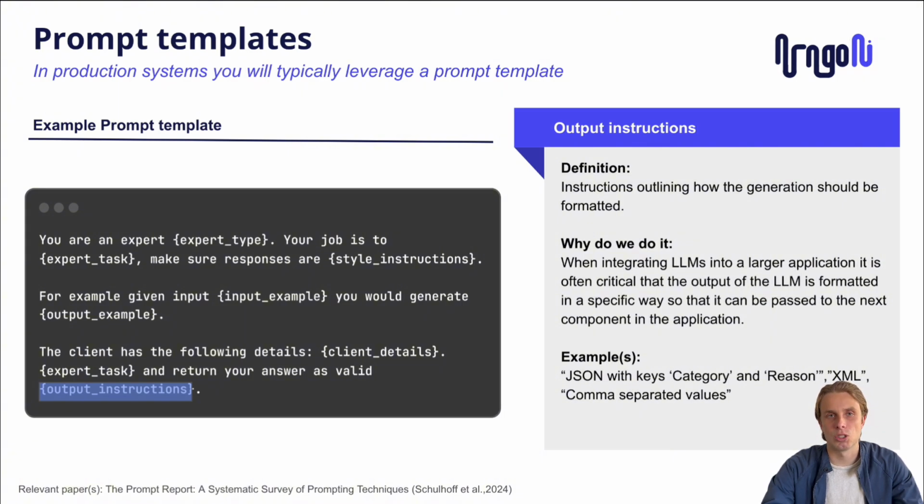So in your downstream application, you can take in the output of the language model in this specific format more easily, and you can post-process it. So common ways that people do this here is asking the model to generate JSON, or it could be XML tagging, or comma separated values. These are all examples of output instructions.